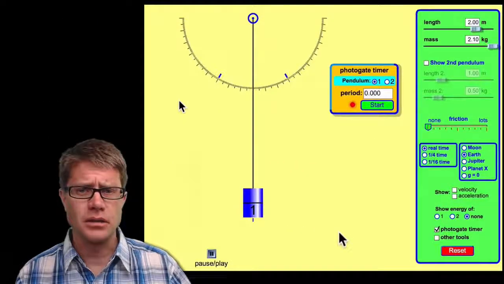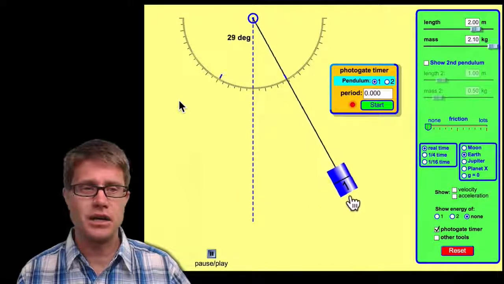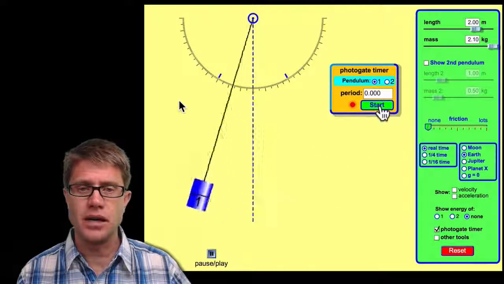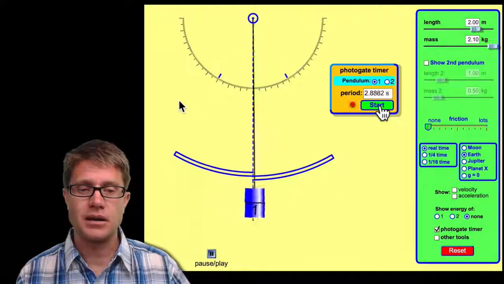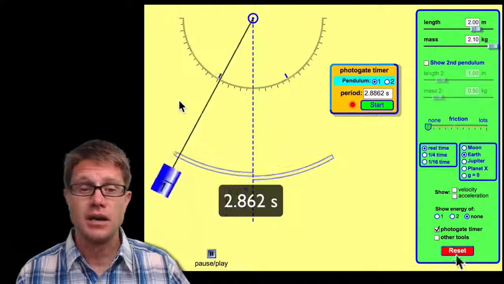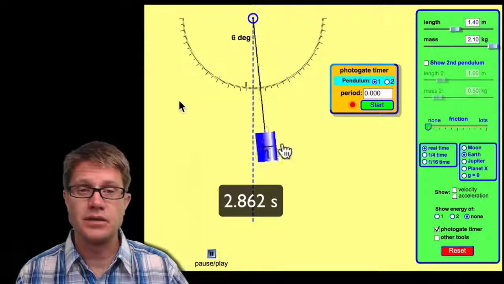Now let's look at a pendulum. Again, another PhET simulation. So I'm going to move this to the side. I'm going to try to drop it at about a 30-degree angle. And this one has a little photogate timer so I can time how long it takes to get back to that original position. So we can see here that we've got a period of 2.862.